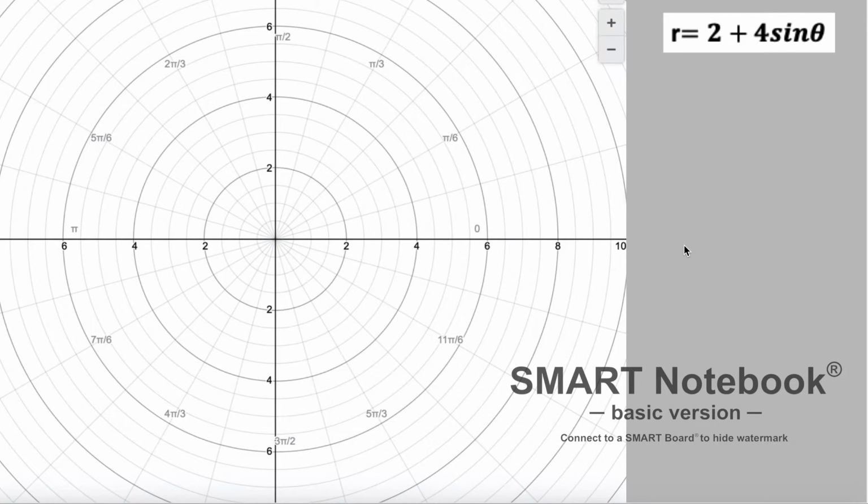Graph of the function in polar coordinates, r is equal to 2 plus 4 sine theta. So now let's plug in theta equals 0. When theta is 0, sine of 0 is 0. Times 4 is 0, plus 2 is 2. So the point here is 2. So this point is 0.